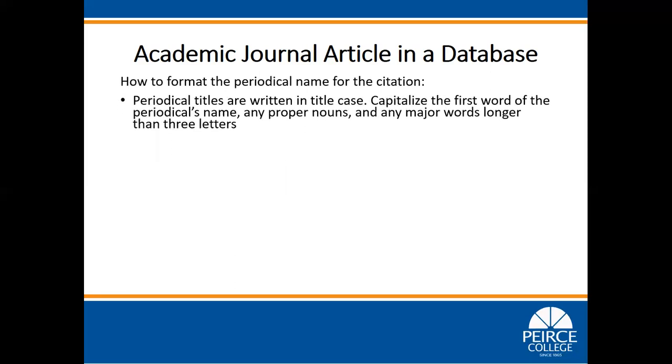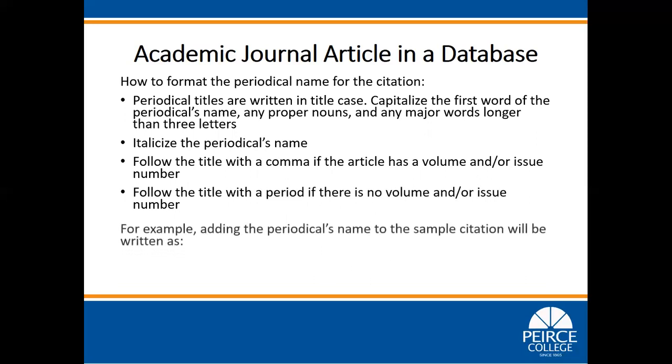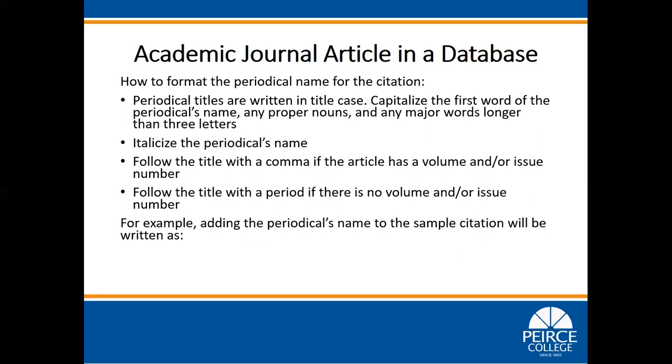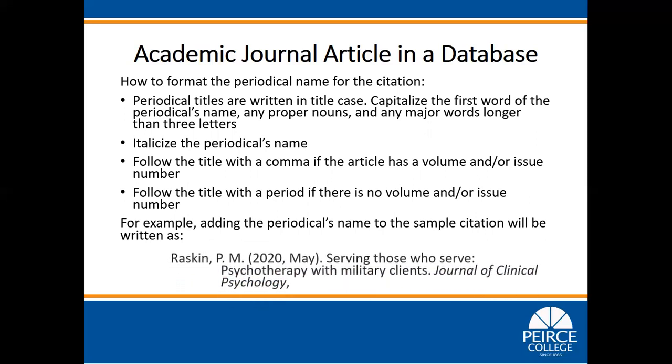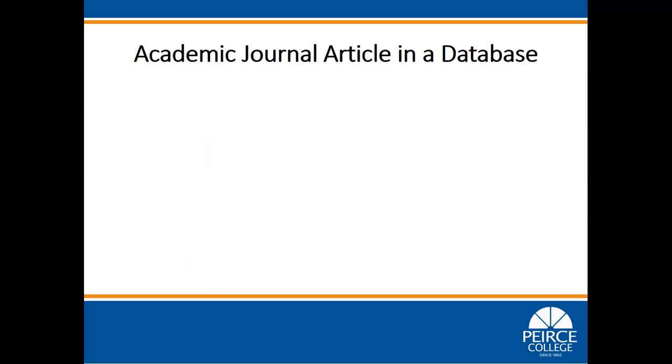How to format the periodical name for the citation. Periodical titles are written in title case. Capitalize the first word of the periodical's name, any proper nouns, and any major words longer than 3 letters. Italicize the periodical's name. Follow the title with a comma if the article has a volume and/or issue number. Follow the title with a period if there is no volume and/or issue number. For example, adding the periodical's title to the sample citation will be written as Journal of Clinical Psychology, in italics, followed by a comma.